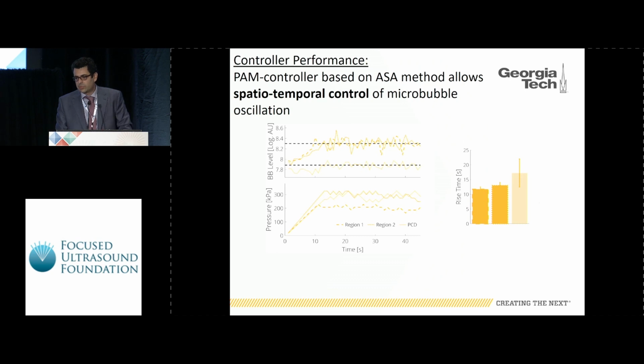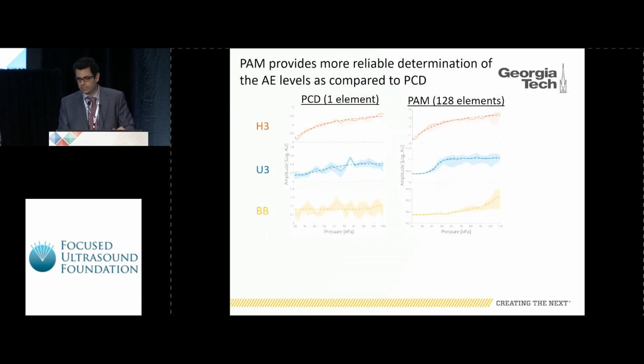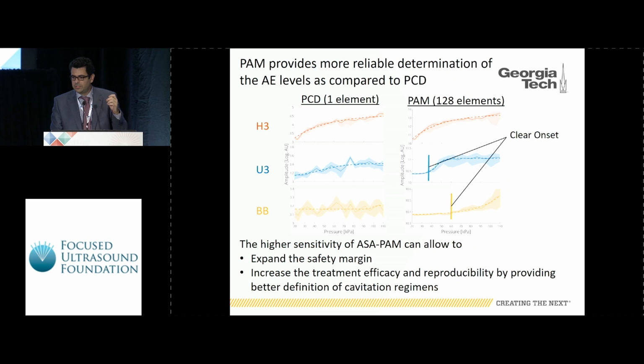And then you can see the temperature rise of the controller is of the order of 10 seconds, but this highly depends on the step size that we use. I would like to say one additional advantage of using passive acoustic mapping for determining the different regions is that it provides much clearer definition and onset of the different harmonic components, and therefore much better definition when we have the onset of harmonics, ultraharmonics, and broadband emission, and better definition of stable and inertial cavitation regimes.